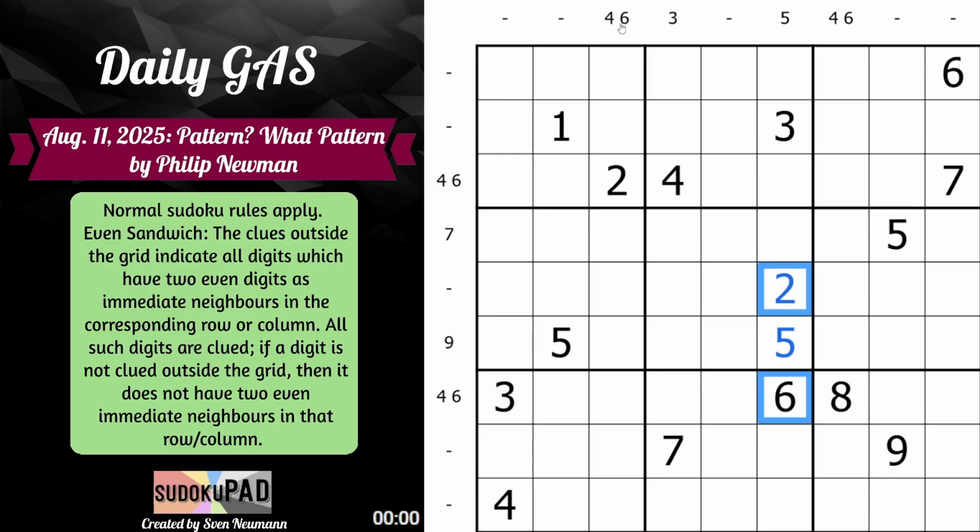And of course, we're not just looking at odd digits. Here you can actually see a 4 and 6. So even digits can have even neighbors. It's just something you have to consider here in your solve, right?